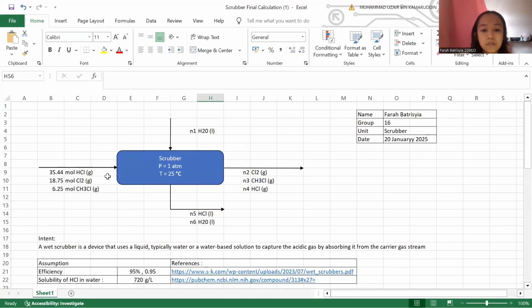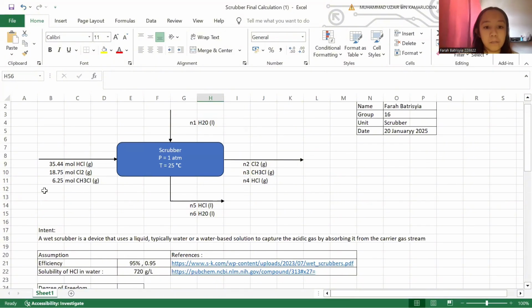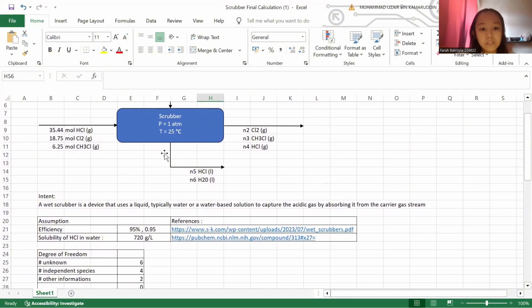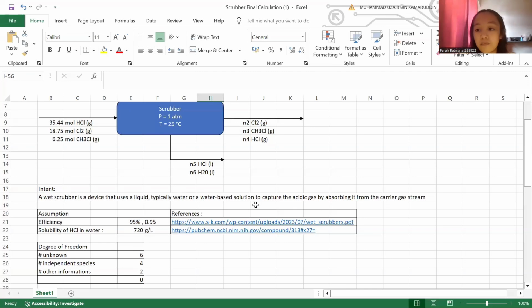Okay, so now I'm going to explain the scrubber, which is my unit. We can see this is the output from the unit before. We have all these numbers. The intent of a scrubber is a device that uses liquid, typically water or a water-based solution, to capture the acidic gas by absorbing it from the gas stream. My assumption is that the efficiency is typically 95%, and I put some references too.